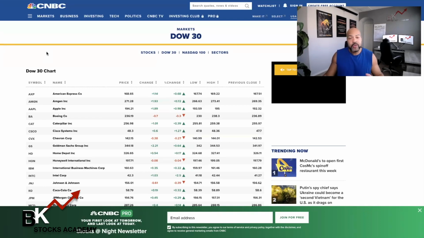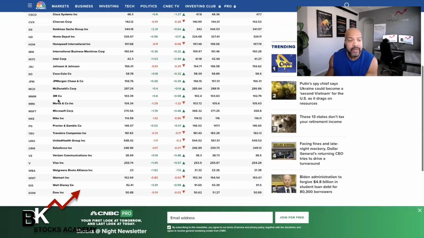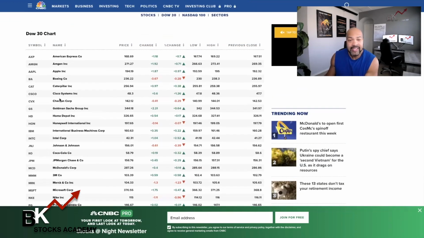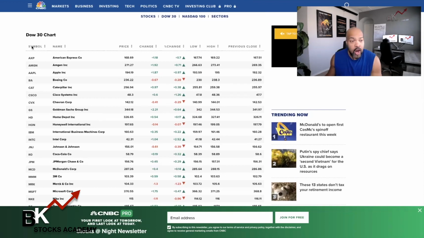That way you can just look at this. Now, I like to look at the stocks, the Dow 30, NASDAQ 100, and then the different sectors and ETFs. So make sure you're under Dow 30. These are the 30 companies traded on the NASDAQ or the New York Stock Exchange that are within this Dow index. All right, so you have American Express, a large company, Amgen, Apple, Boeing, Caterpillar, Cisco Systems.